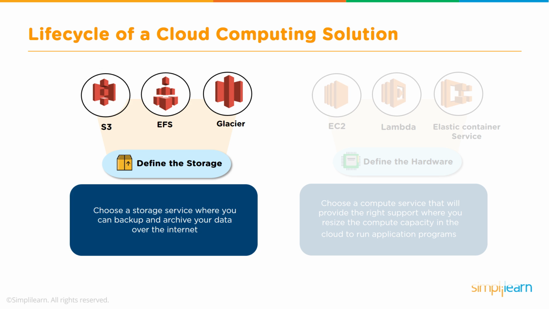The third thing is to define the storage. Choose the appropriate storage service where you can back up your data, and a separate storage service where you can archive your data locally within the cloud or from the internet. There is one separately for backup called S3, and there is one separately for archival, that's Glacier. So knowing the difference between them really helps in picking the right service for the right kind of need.